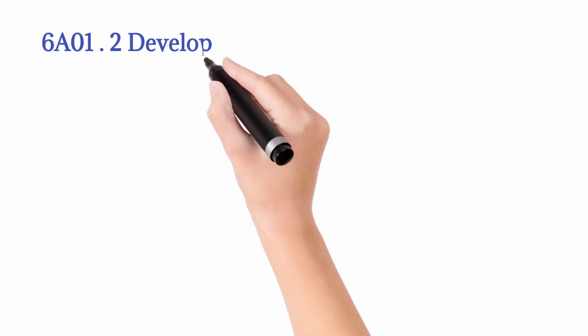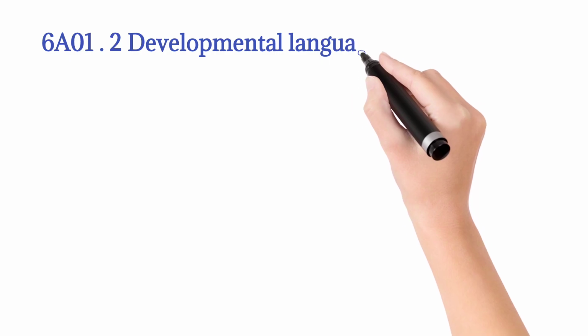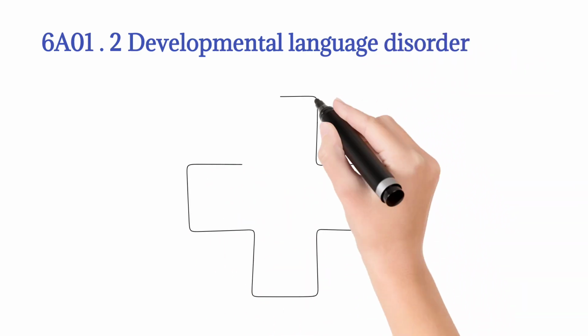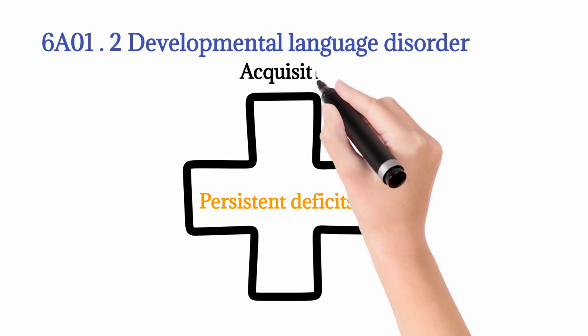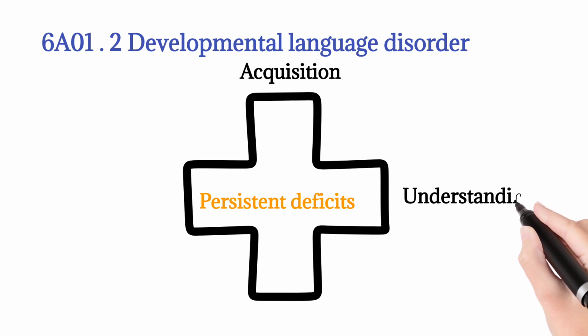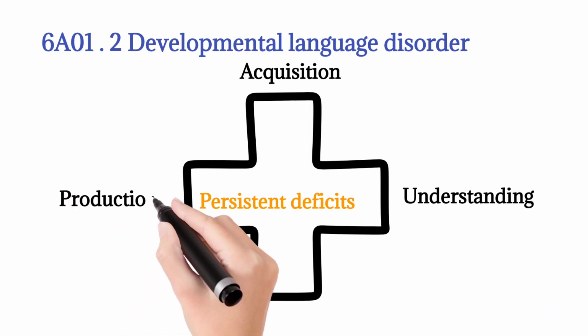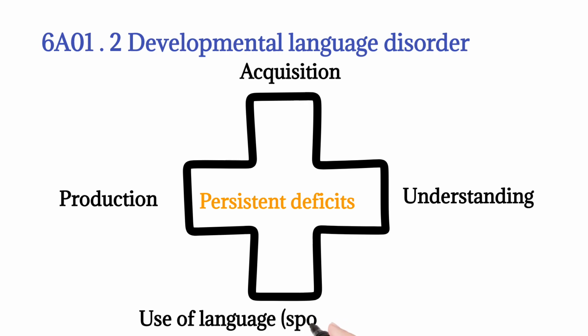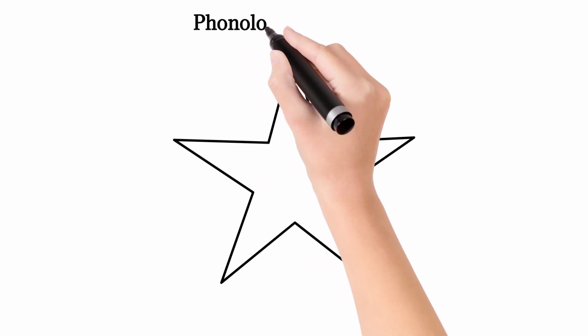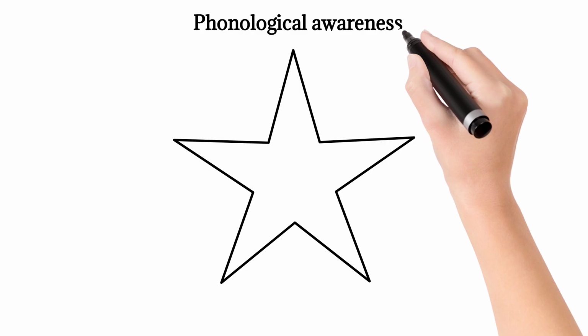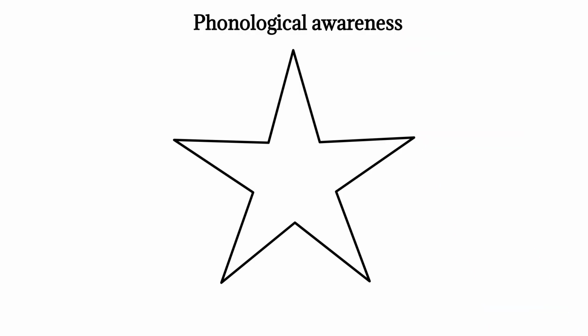Next is the developmental language disorder. The essential features to diagnose are persistent deficits in acquisition, understanding, production, or use of language, and that language may be spoken or sign language. Some of the specific components of language skill may be differentially impaired, and it involves, first, phonological awareness. That means the ability to decompose words into constituent sounds and mentally manipulate those sounds.